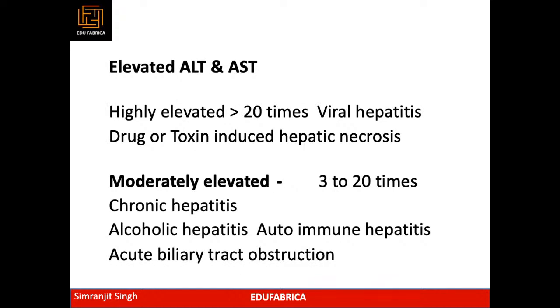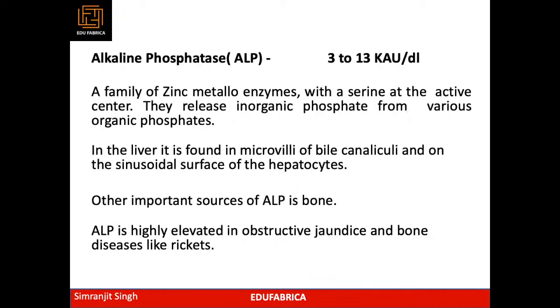Then, if ALT and AST are elevated to about 20 times the normal value, it is viral hepatitis, or drug or toxin induced hepatic necrosis. Moderately, they could be elevated from 3 to 20 times, and that is chronic hepatitis. Alcoholic hepatitis, autoimmune hepatitis, and acute biliary tract obstruction are also possible.